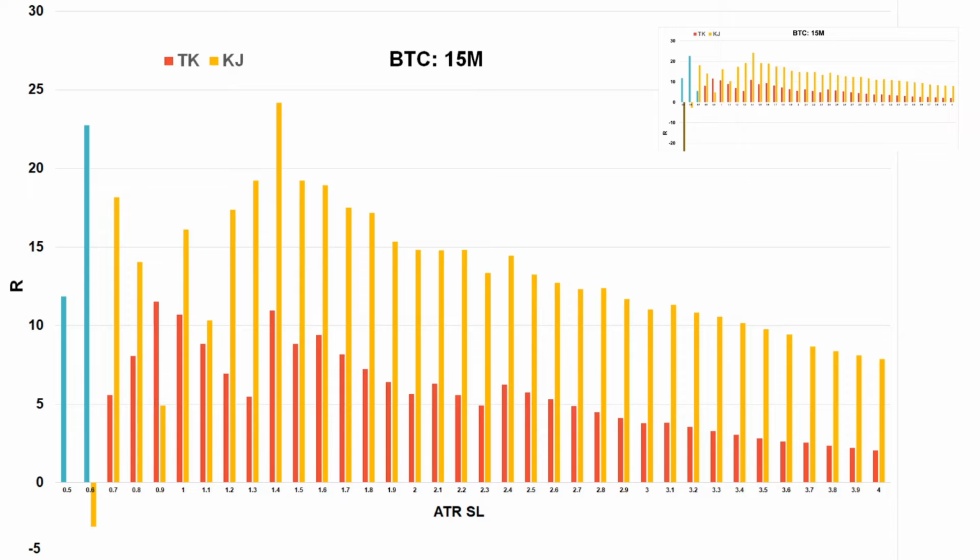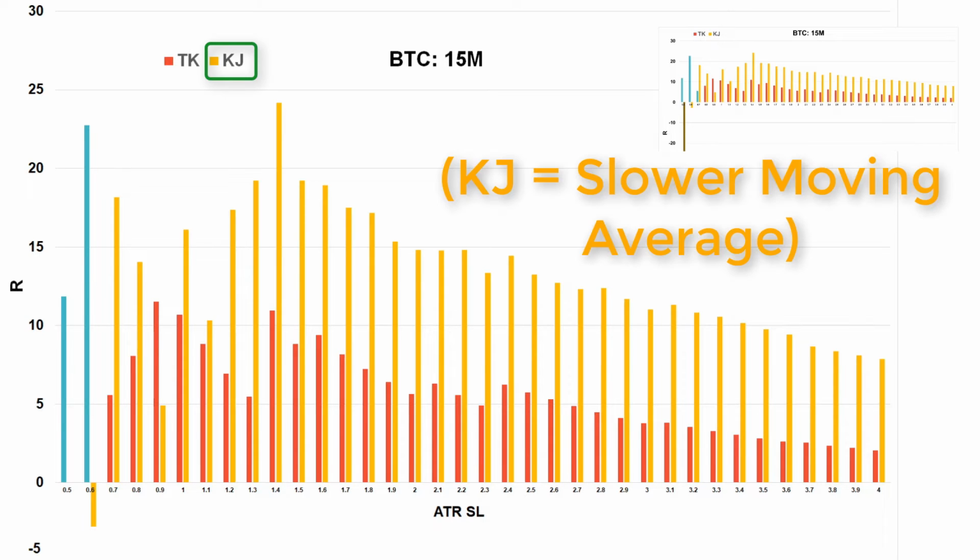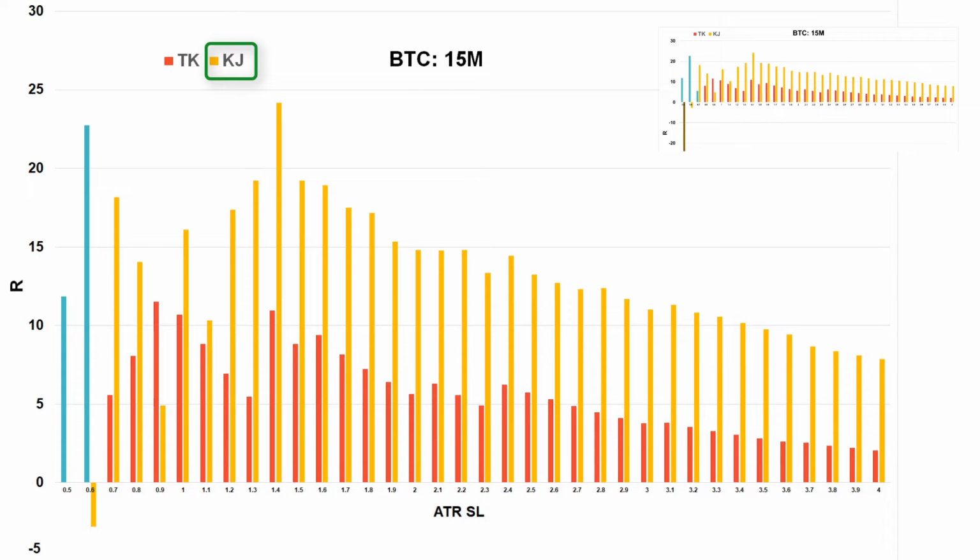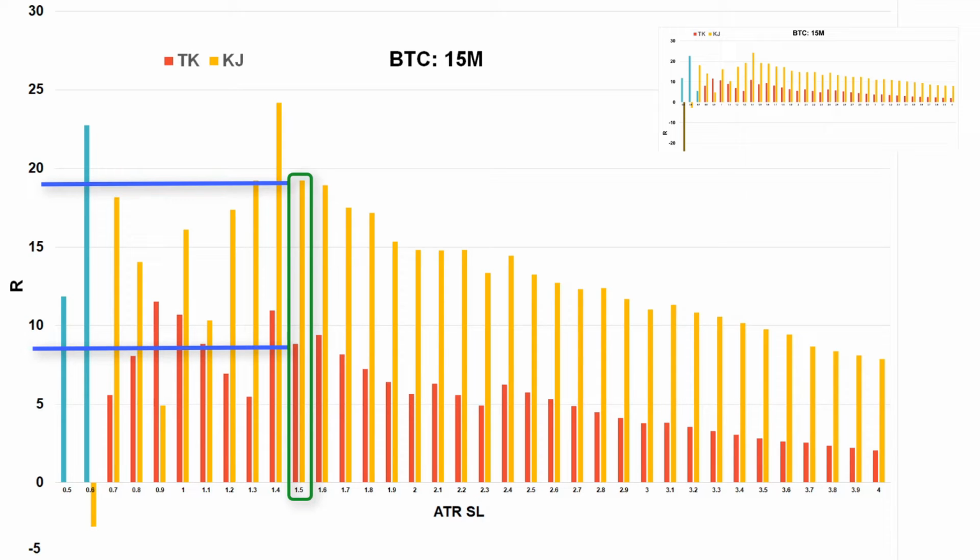I want to mention two things here. One is obvious, the other is more subtle. TK, the faster moving average, is in red and KJ is in gold. For almost every multiple of ATR across the board, KJ is higher than TK on the 15-minute chart. For example, at an ATR of 1, TK has a profit of about 11 and KJ is up to about 16. At 1.5 ATR, TK drops to about 9 and KJ is up to about 19.